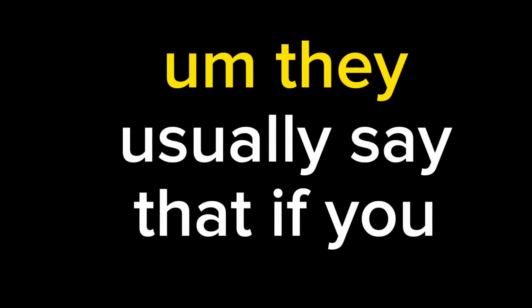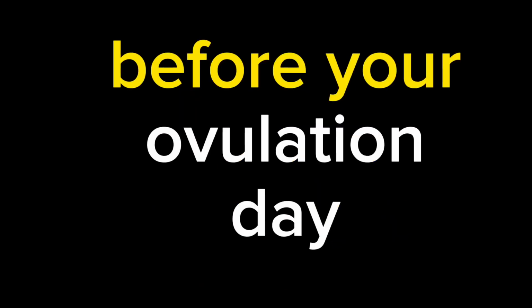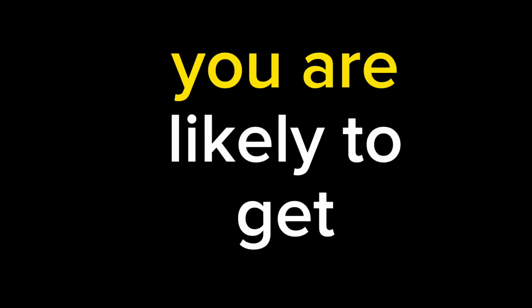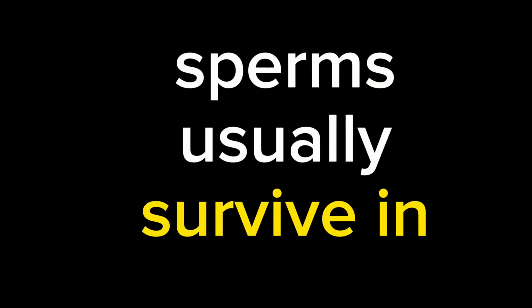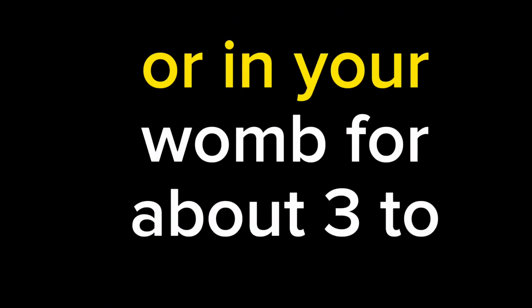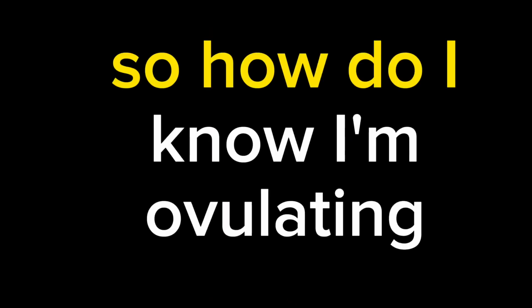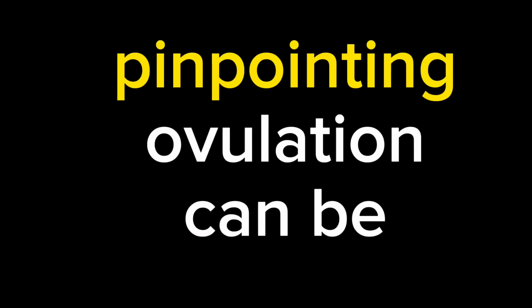So they usually say that if you had sex 3 days before your ovulation day, you are likely to get pregnant, because sperm usually survive in your body or in your womb for about 3 to 5 days. So how do I know I'm ovulating? Pinpointing ovulation can be tricky.